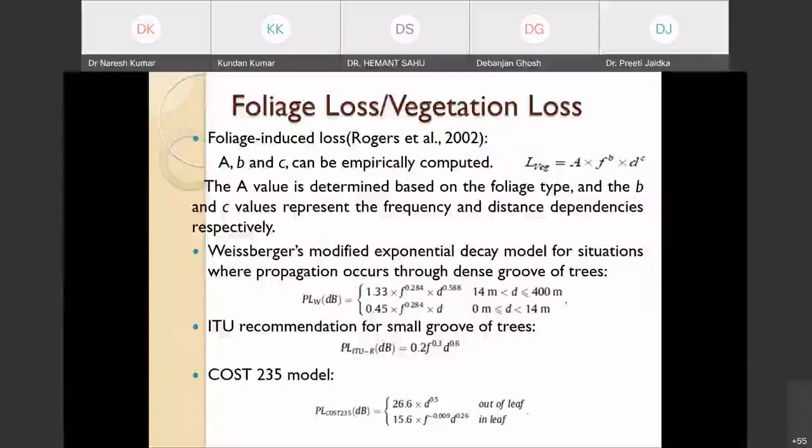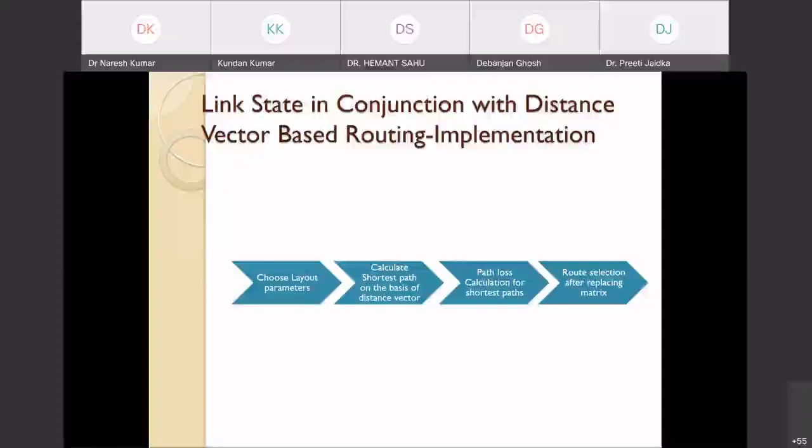In 2012, that ABC can be empirically computed as A times F raised to the power B times D raised to the power C. The A value is determined based on the foliage type, and the B and C values represent the frequency and the distance dependencies respectively. And then Weissberger's modified exponential decay model. So what we come across there is that there is a certain model which gives this kind of loss, and the total loss that we calculate is the propagation loss plus this vegetation loss.